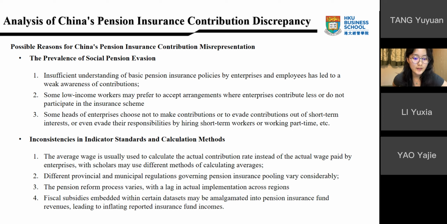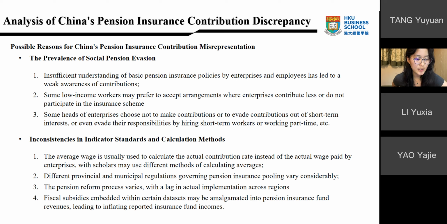In the following analysis, we will explain 2 reasons contributing to the prevalence of inaccurate pension insurance rates in China. Firstly, widespread social pension evasion poses a formidable difficulty. On one hand, many enterprises and workers lack a full understanding of basic pension insurance policy, and enterprises are not very conscious of their contributions. At the same time, some low-income workers may prefer arrangements where enterprises contribute less or do not participate in insurance schemes, especially when higher social insurance contributions limit current consumption and intertemporal consumption.